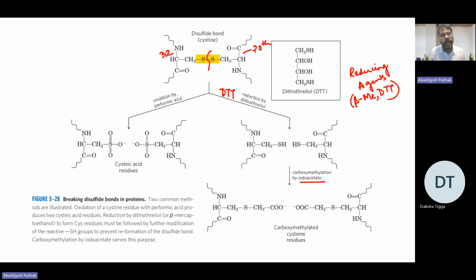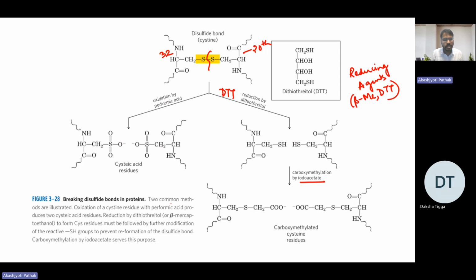Another method by which you can cleave the disulfide bond is by treating with performic acid. This performic acid causes oxidation of the cysteine residues, so you get CH2SO3 minus. Remember that you can either cleave the disulfide bond by treating it with a reducing agent, or you can perform oxidation by treating it with performic acid.